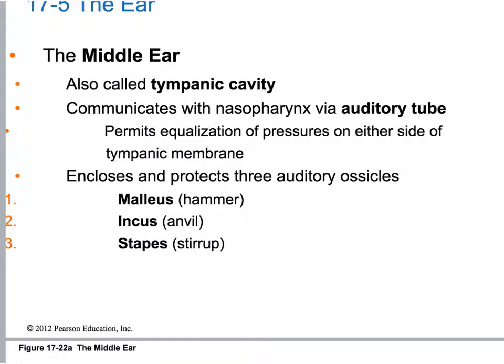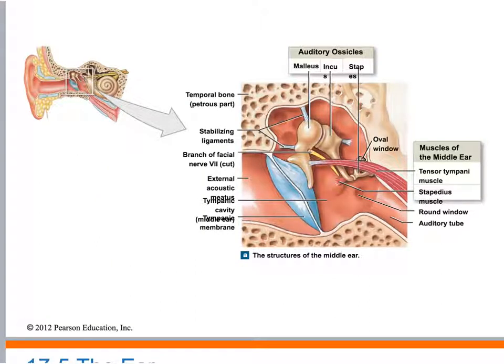The middle ear begins at the tympanic cavity. It communicates with the nasopharynx via the auditory tube. It also permits equalization of pressures on either side of the tympanic membrane. Enclosed are the 3 auditory ossicles, the 3 bones: the malleus, hammer, the incus, anvil, and the stapes, the stirrup. This shows you the 3 auditory ossicles, the tympanic membrane, the tympanic cavity, and the middle ear.